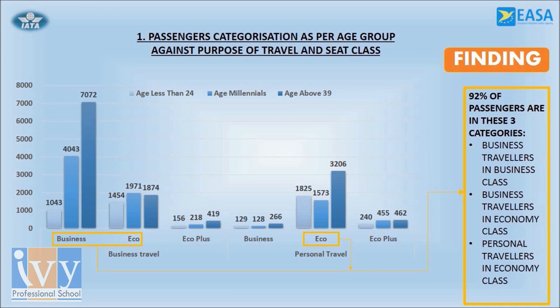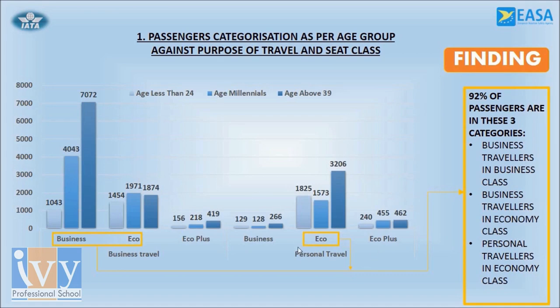This particular bar graph was created, and it clearly shows that most of the passengers traveling for business purposes choose the business class or the economy compared to Eco Plus, by a very huge difference, you can say. The 39 years old and above can afford the business class the most. That's not surprising actually, and the millennials aren't that far behind, as you can see over here.